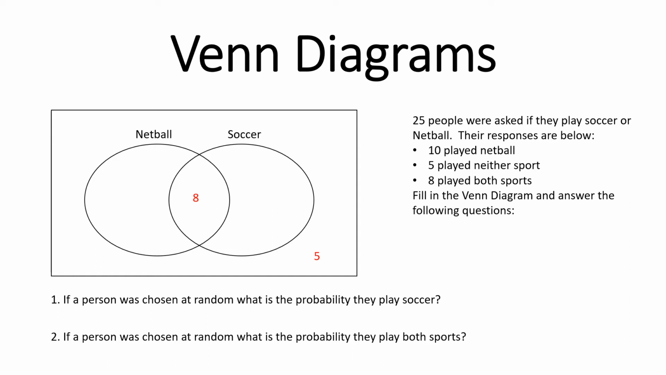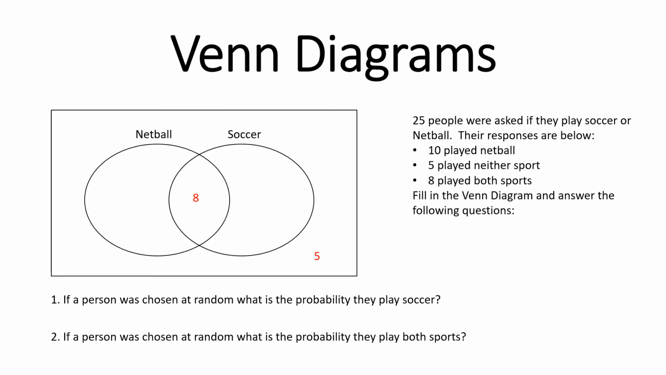Now, that doesn't say that they just played netball. It says that they played netball. So we need to assume that that also includes the 8 people that also played soccer. So we need to only have a total of 10 in our whole netball circle. Now we can see we've already got 8 people here that play netball and play soccer.